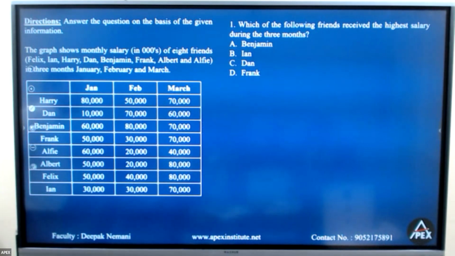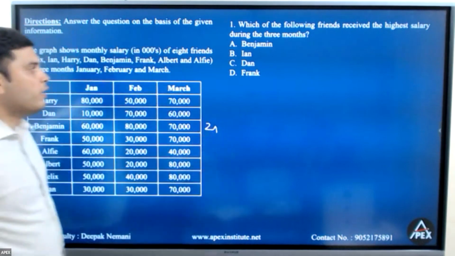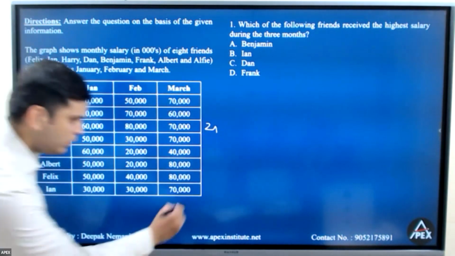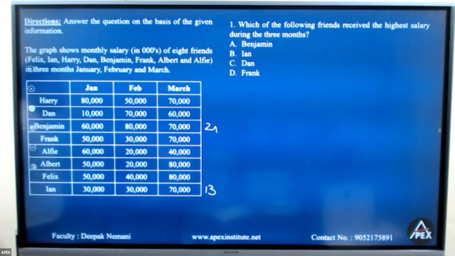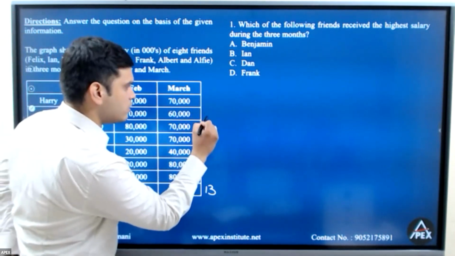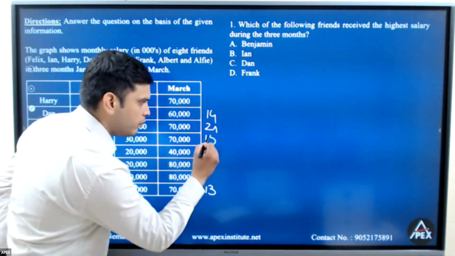So which of the following friends received the highest salary during the 3 months? Benjamin 6, 8 and 7: 21. Now Ian 3, 3 and 7: 13. Dan 1, 7 and 6: 14. And then Frank 5, 3 and 7: 15.